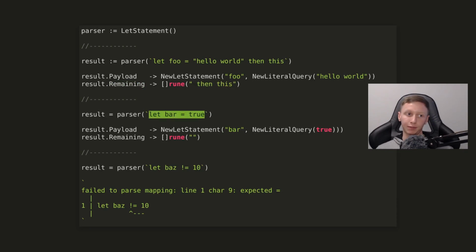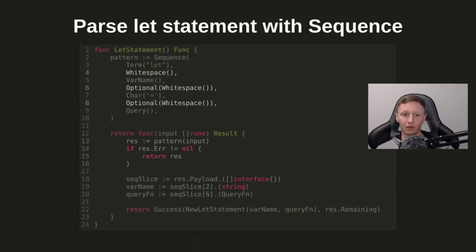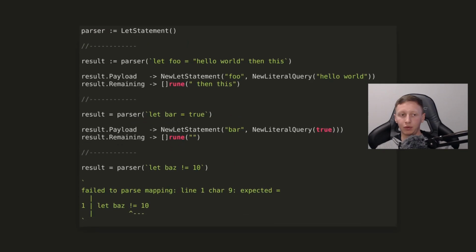If we were going to pass something like let bar equals true, similarly we would have a let statement. We've got a literal query with a true payload, and the variable name in this case is bar, and in this case we've finished, so there are no remaining runes. And in the case where we might have some sort of error, so for example we've got a syntax error here, we might get an error message like this where it says failed to parse mapping, line 1 char 9, and we expected an equal sign. Now if we go back, you see my char parser here, I could have put expect equals as a string there to make this error message look nicer, but in the example here I didn't, and I've got no regrets, to be honest.